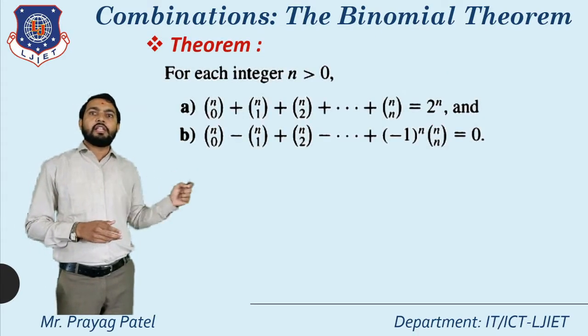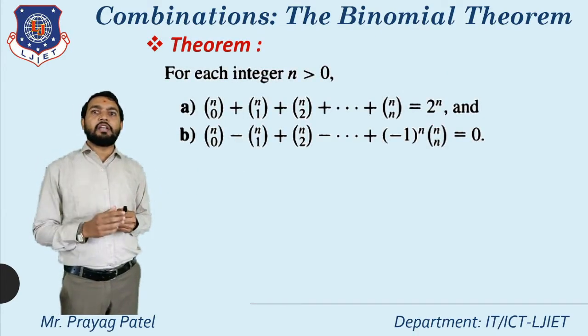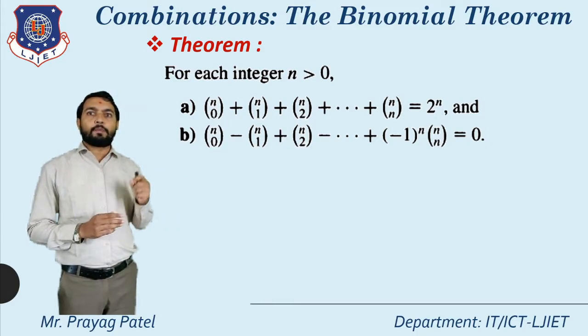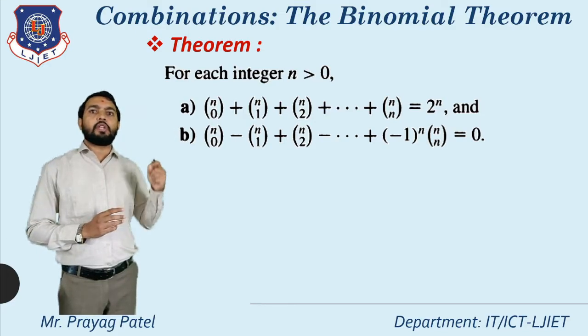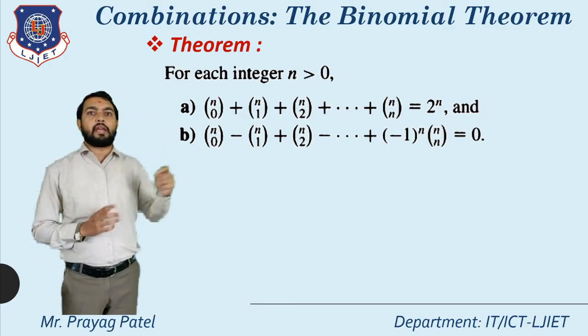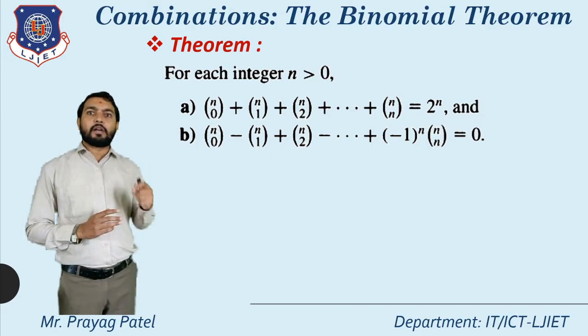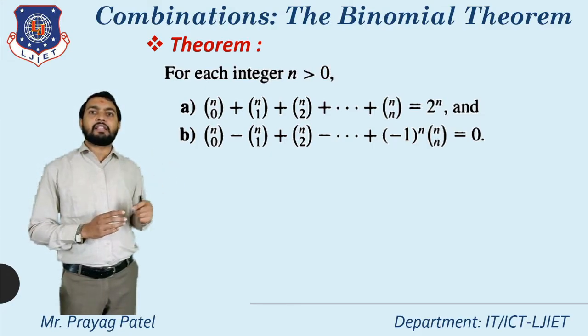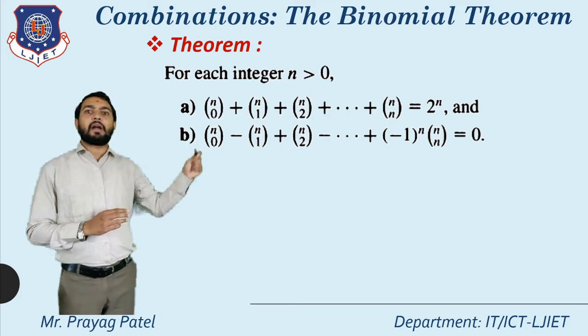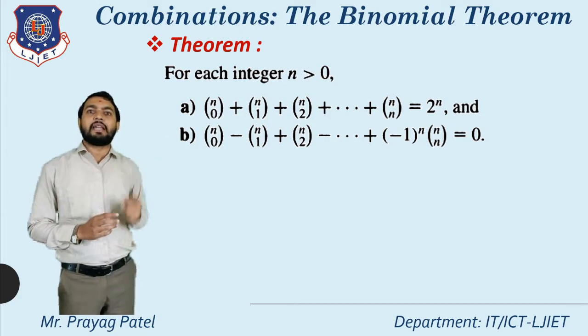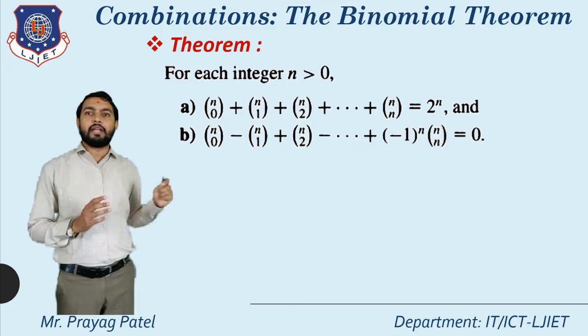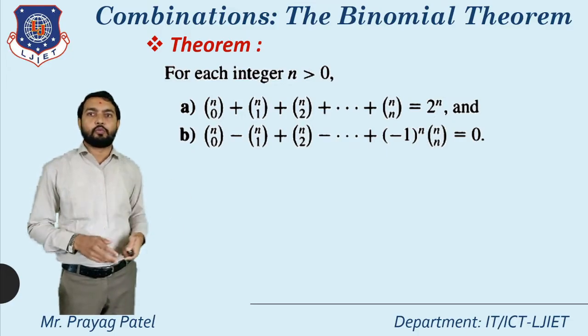Now see the theorem for each integer n greater than 0. First, nC0 plus nC1 plus nC2 up to nCn equals 2 raised to n. And second, nC0 minus nC1 plus nC2 minus nC3 up to the last term, minus 1 raised to n times nCn, is equal to 0. So the addition of all these is 0.